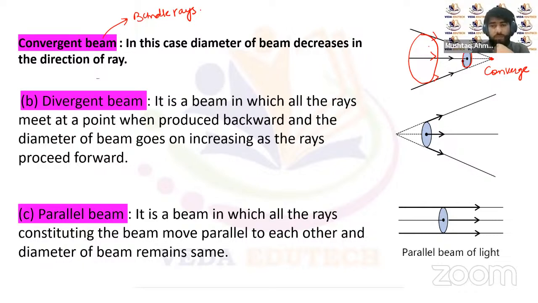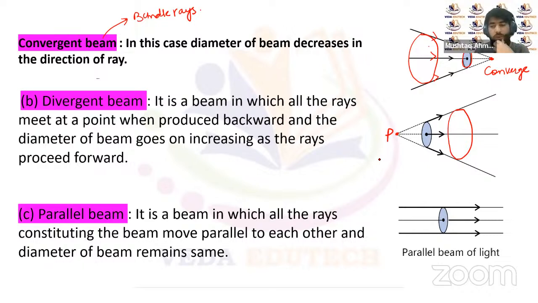Then we have the divergent beam, in which there is a common point from which the rays of light, or beam of light, emerge, right? And the diameter of the beam actually increases along the direction of the ray of light. You can see here the diameter of this beam continuously increases, and they emerge from a common point. Such a beam of rays we call a divergent beam, or we can say they diverge from the point of source.